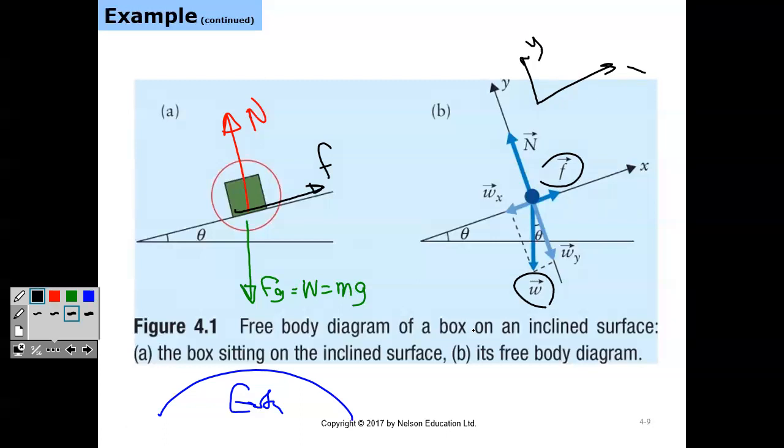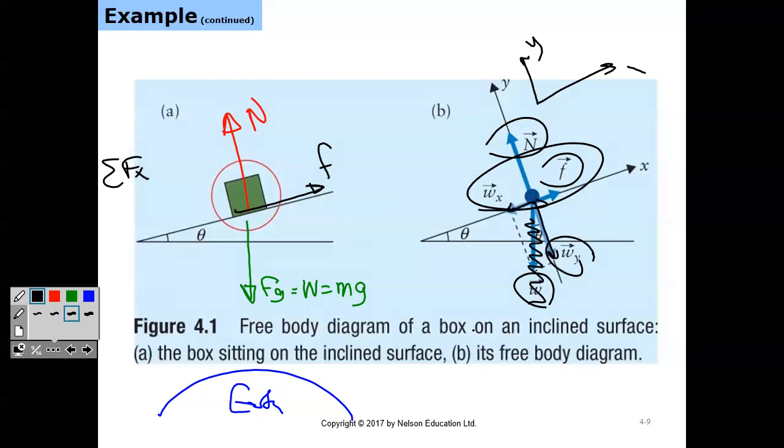We can't help it. So what we do, we resolve this into components along the x-axis and the y-axis. What is the reason for doing this? To make it easy for us. Because when you apply the net force in the x direction, I don't have to worry about this and I don't have to worry about this. Just these two. It's very easy to get it, right? So the net force in the x direction is F minus Wx.